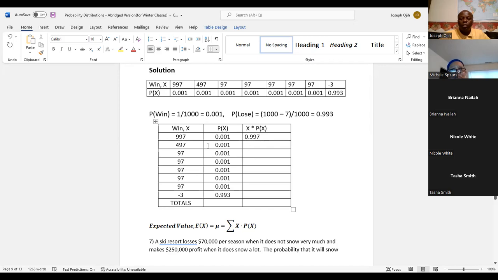Following the same process, multiply all of them. This will give us 0.497. For 97 times this, it will give us 0.097. This one will also give us 0.097. You can double check it with a calculator at home. 0.097, 0.097, 0.097.